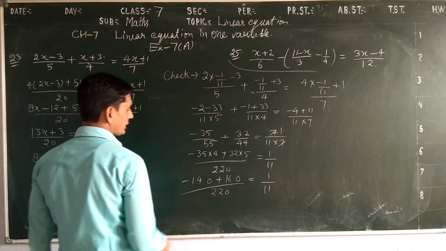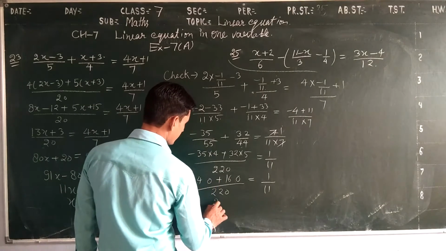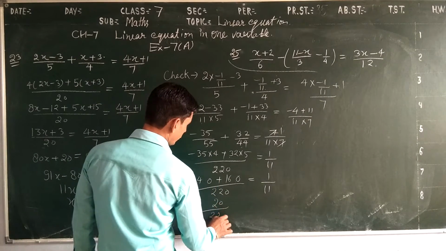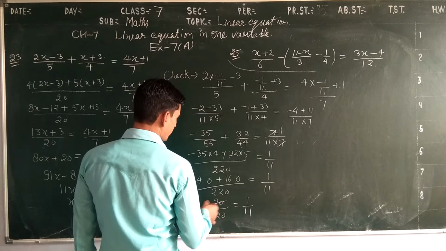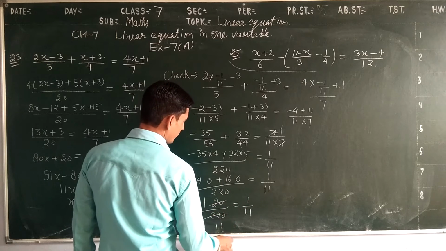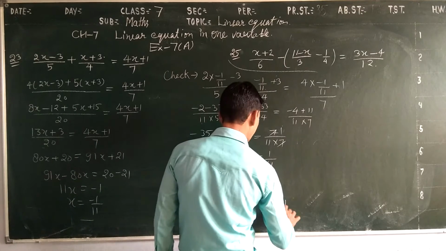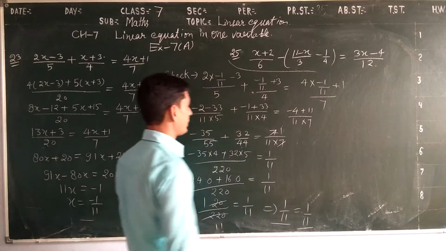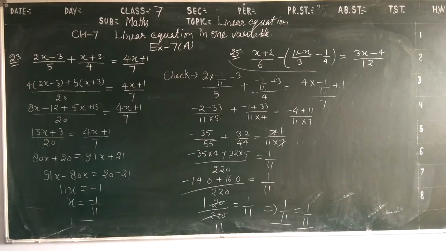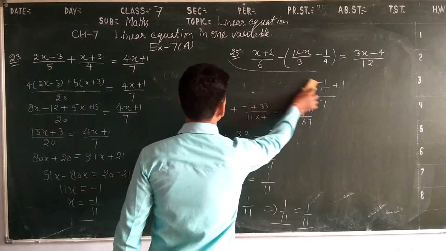Then beta, we subtract: 160 minus 140 just 20 upon 220 equals 1 upon 11. So you know very well 2 1s are 20 and 2 11s are 220. So 1 upon 11 equals 1 upon 11. Left hand side equals right hand side, means your answer is right. So everyone clear? After this see question number 25.